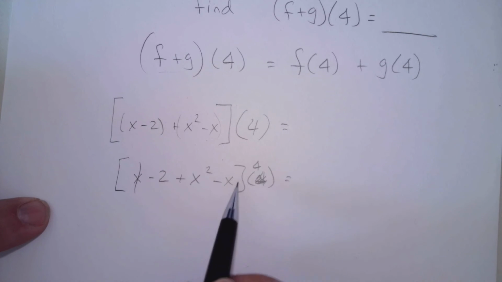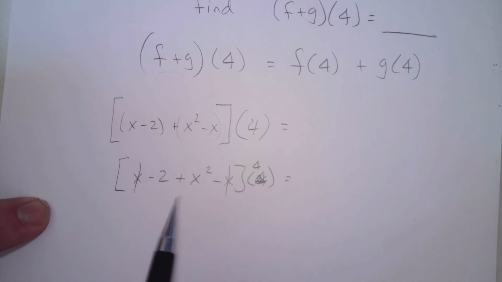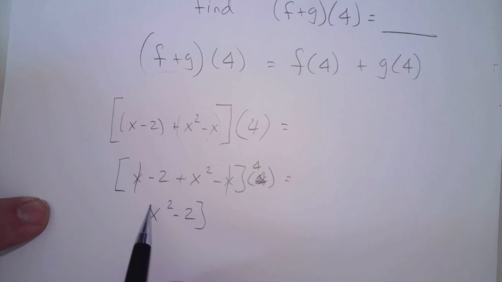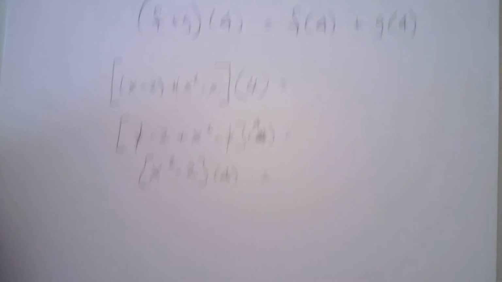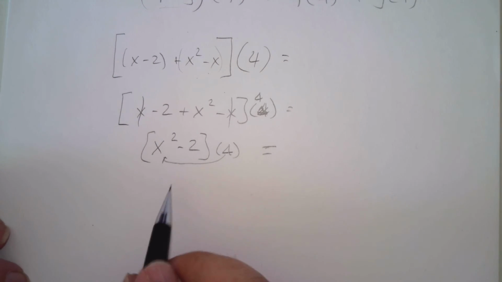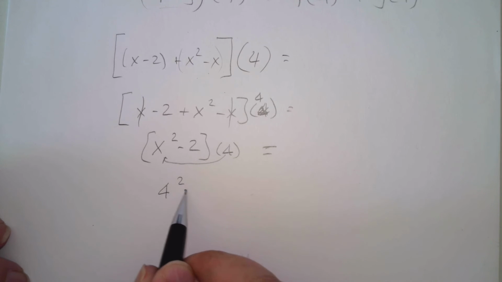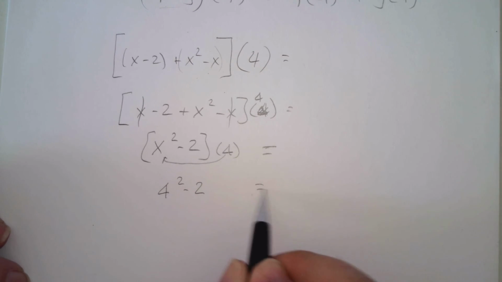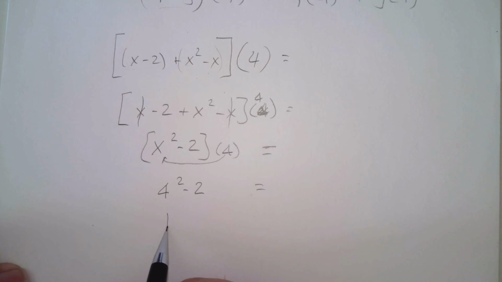Combine like terms, the x cancels with the negative x. So we have x squared minus 2. Anywhere you see an x, put a 4 in there. 4 squared is 16, minus 2 is 14.